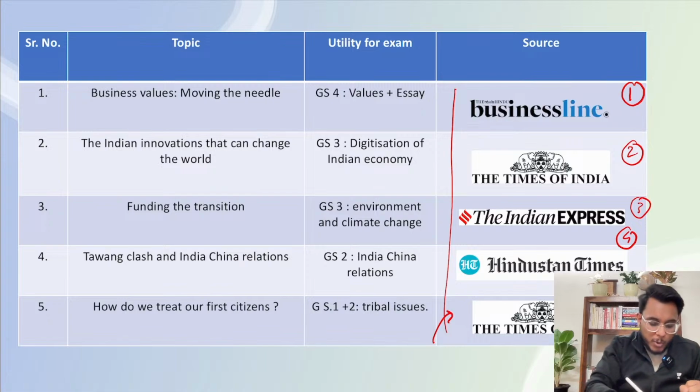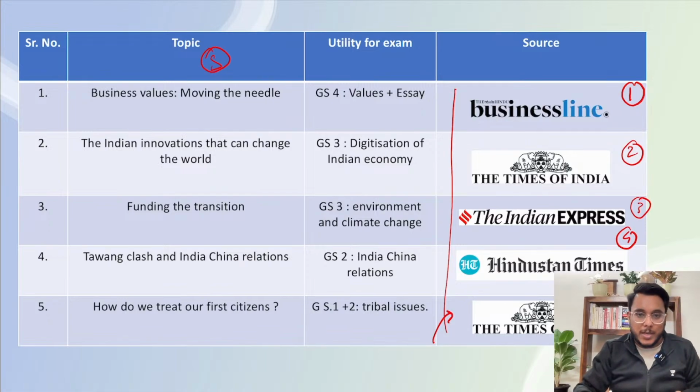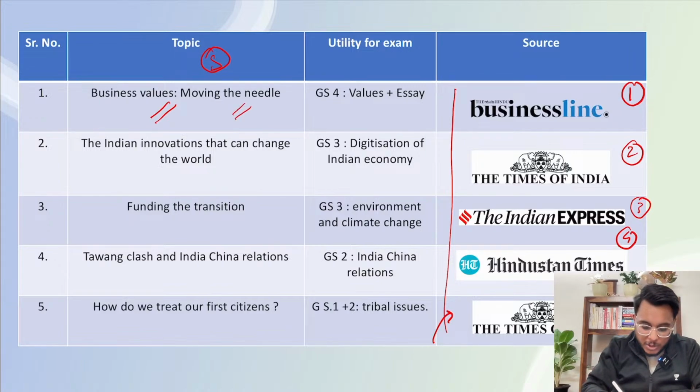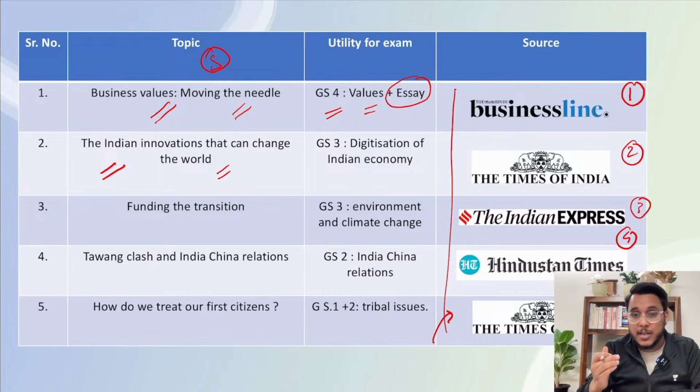Today we are going to discuss 5 editorials in total, and I will first give you a brief overview of the editorials and their utility for the exam. First article is Business Values Moving the Needle. This article will be important for GS paper number 4 values, and in the essay also it is going to be very important. The second article is the Indian innovation that can change the world. Financial inclusion, digitization of the Indian economy, a very good article, and therefore for GS paper number 3, digitization of the Indian economy, we will see this article.